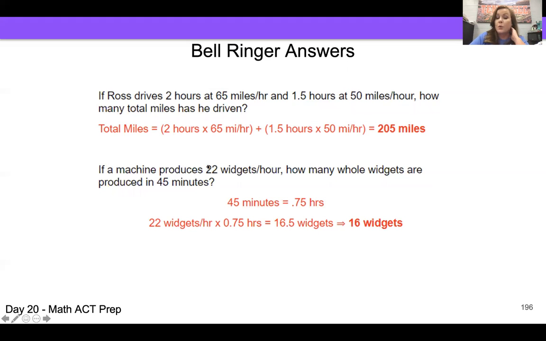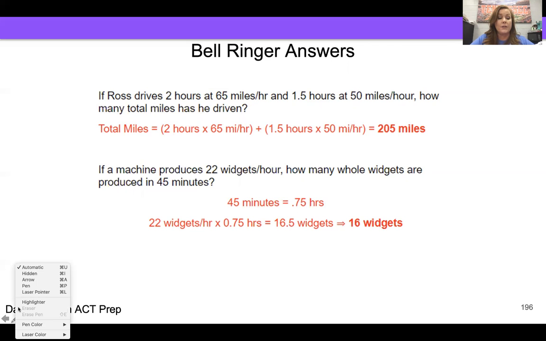Here, they've got 22 widgets per hour. What's a widget? It's a made-up word, just so that you're doing a math problem. How many whole widgets are produced in 45 minutes? There are 2 different ways you can do this. This one is going ahead and converting that 45 minutes to 3/4 of an hour, or 0.75.